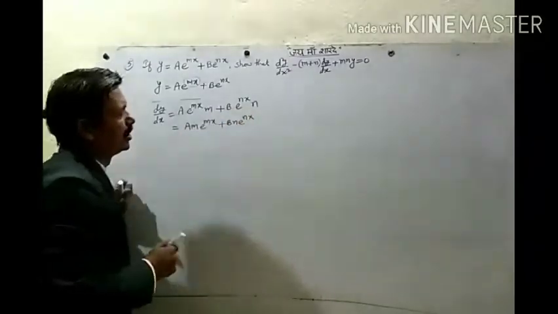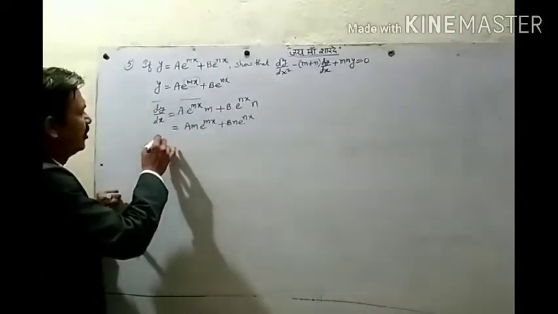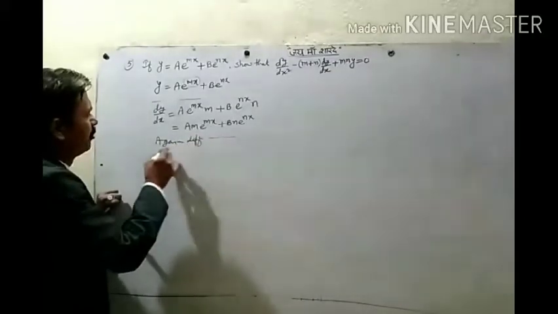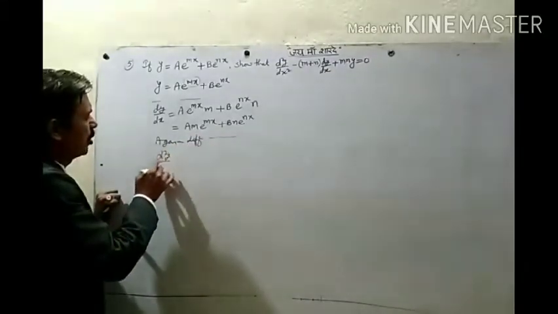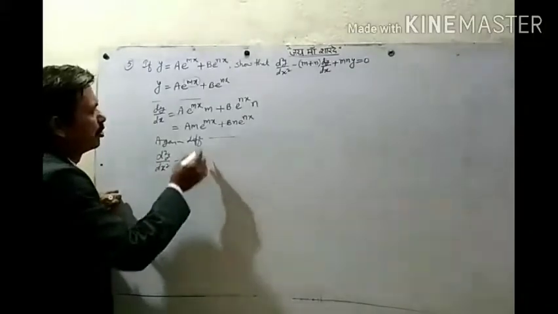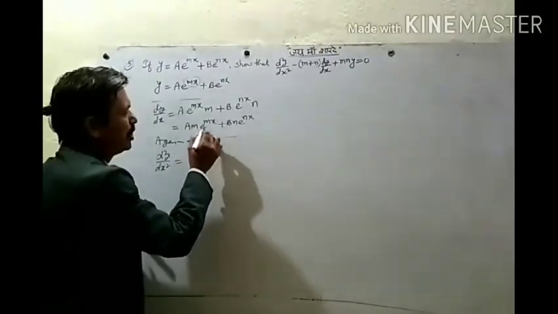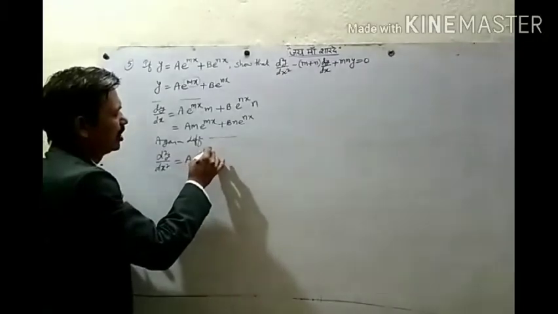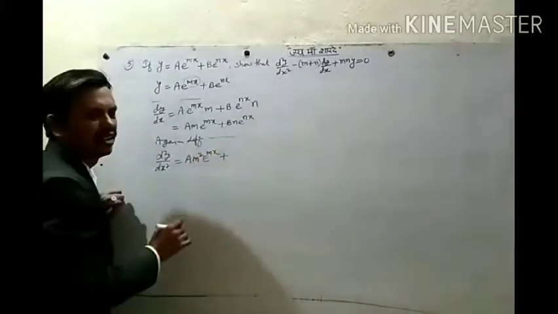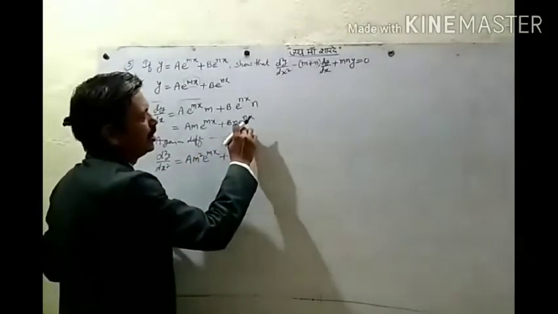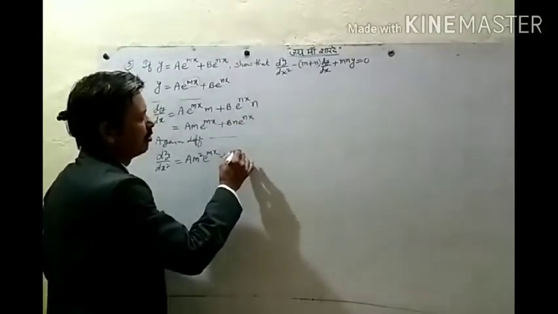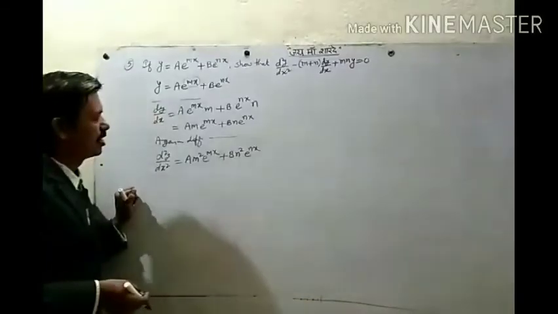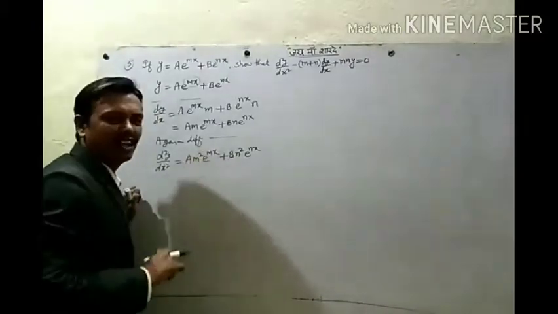Again differentiating, we get d2y by dx square is equal to, its derivative again will be m into e to the power mx, that will give you a m square e to the power mx. Its derivative will be n into e to the power nx, so we get bn square into e to the power nx. So this is our second order derivative.